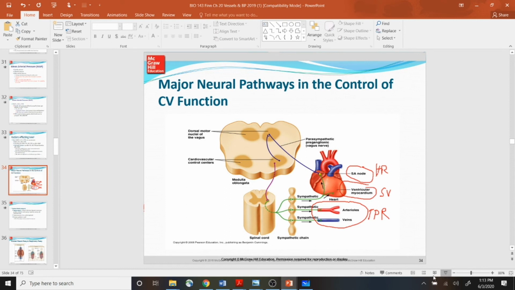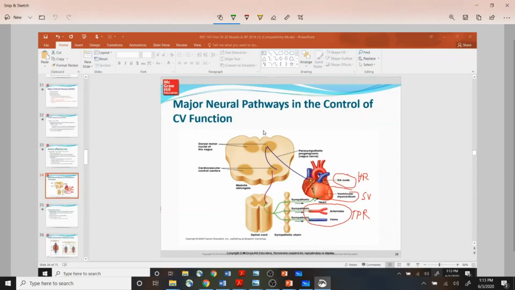Now, what about the parasympathetic system? I can see it in blue here. I notice it doesn't have as many connections, right? And as we talked about very briefly in chapter 19, blood pressure depends on stroke volume times heart rate times TPR. Now, the parasympathetic system is not as involved in controlling blood pressure in terms of these three components.